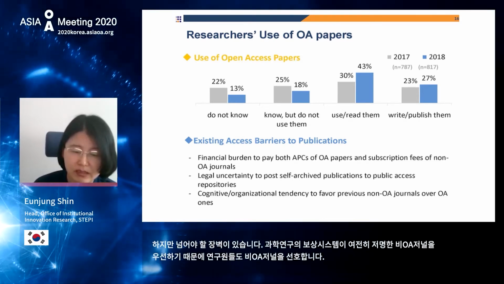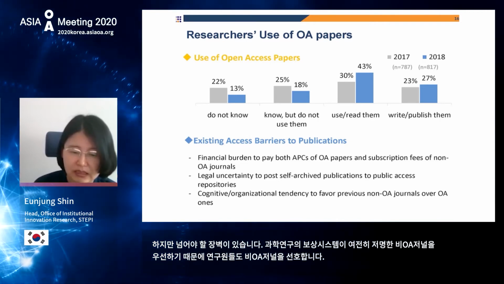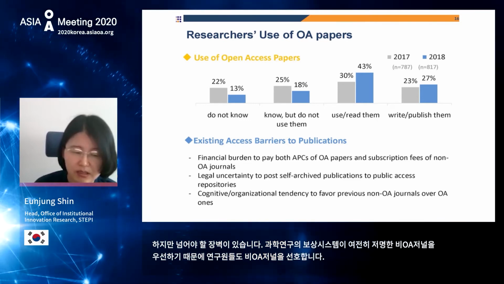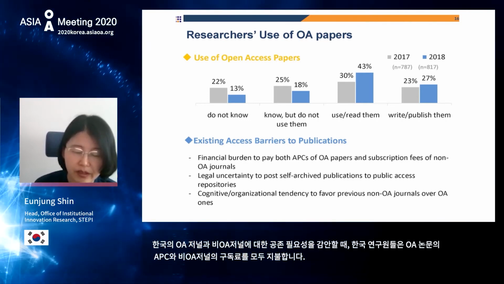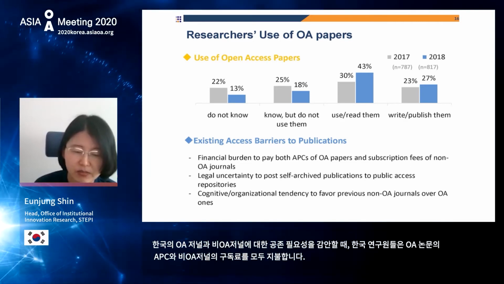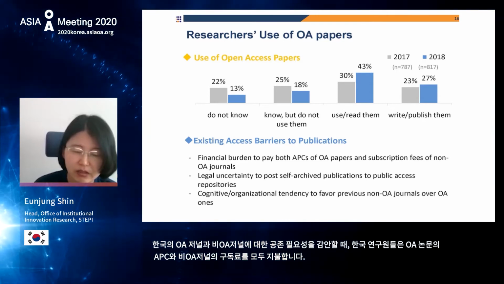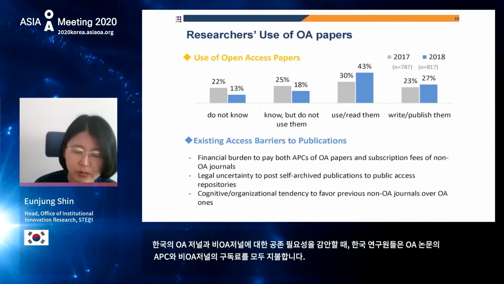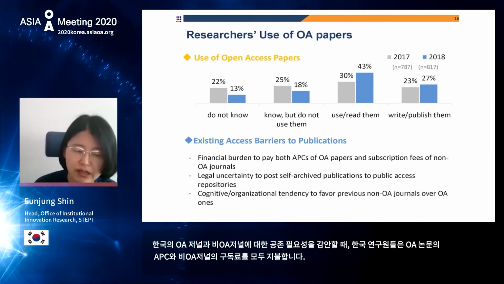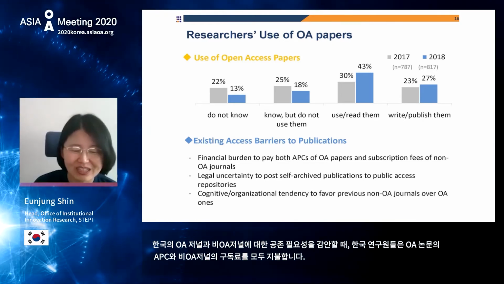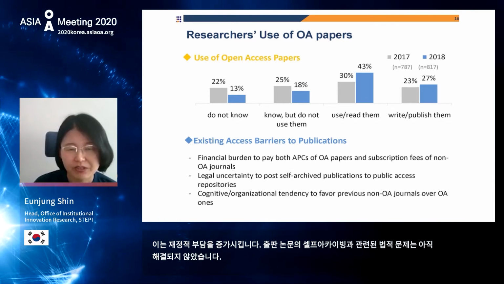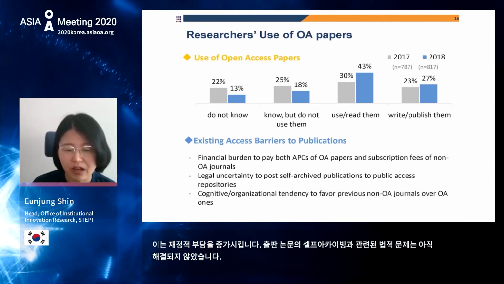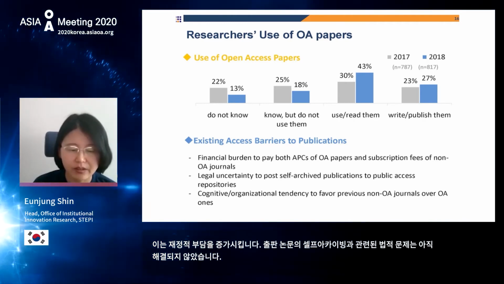Well, yet there are some barriers, of course. Researchers still favor renowned non-OA journals because the science reward system still favors them. Given the coexisting demands and needs for open access journals as well as non-OA journals, Korean researchers now pay both article processing charges of open access papers as well as subscription fees of non-OA journals. That actually increases the financial burden. Legal issues associated with self-archived publications are not solved yet either.